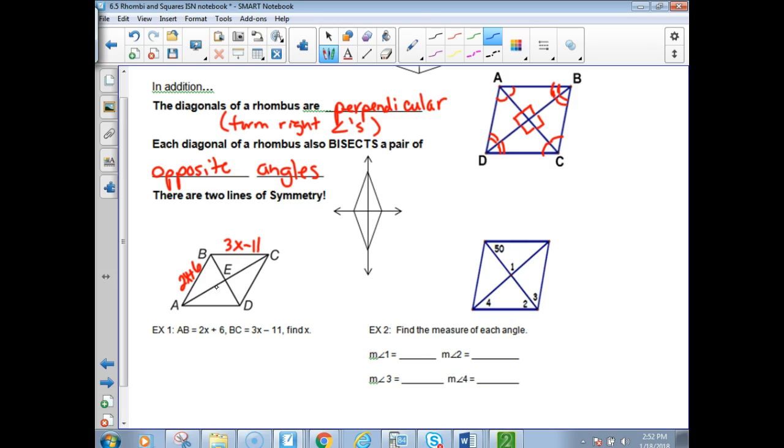They're congruent. Okay, so this segment's congruent to that segment. It doesn't matter that they're not opposite each other. All the sides are congruent. So BC is congruent to AB. So I'm going to go ahead and set them equal now. 3x minus 11 equals 2x plus 6. We need to subtract 2x from both sides. That gives us x minus 11 is 6. We'll add 11 and find out that x is 17.